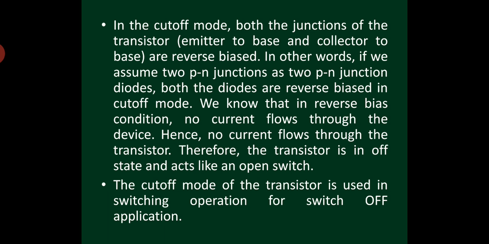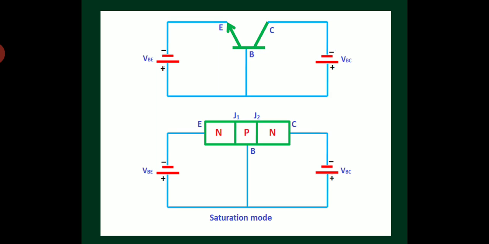In saturation mode, both junctions are forward biased. If both input and output junctions are forward biased, then it is called saturation mode of operation. To make junction J1 forward bias, what I have to do? The negative terminal of voltage source VB is connected to the N-type emitter region and the positive terminal is connected to the P-type base region to make junction J1 forward bias.